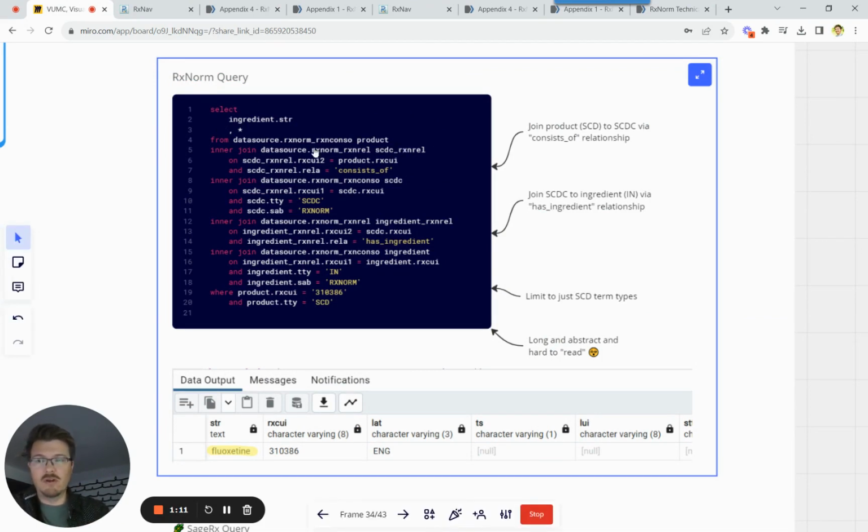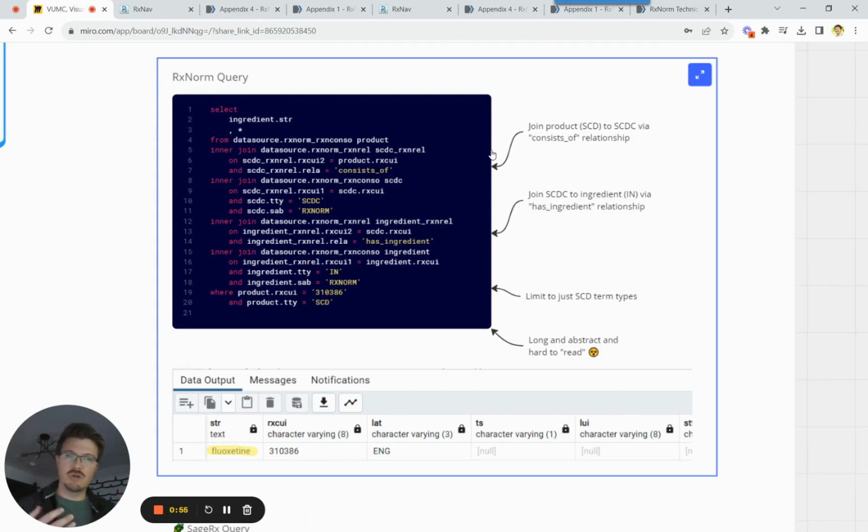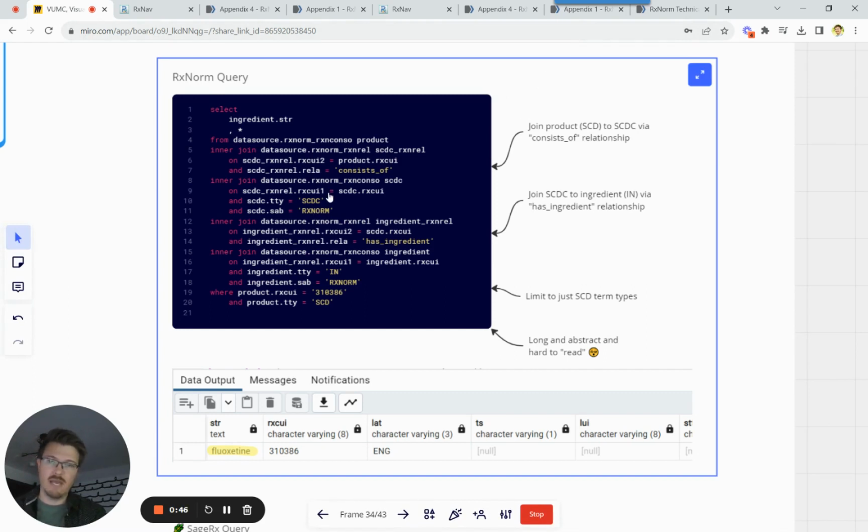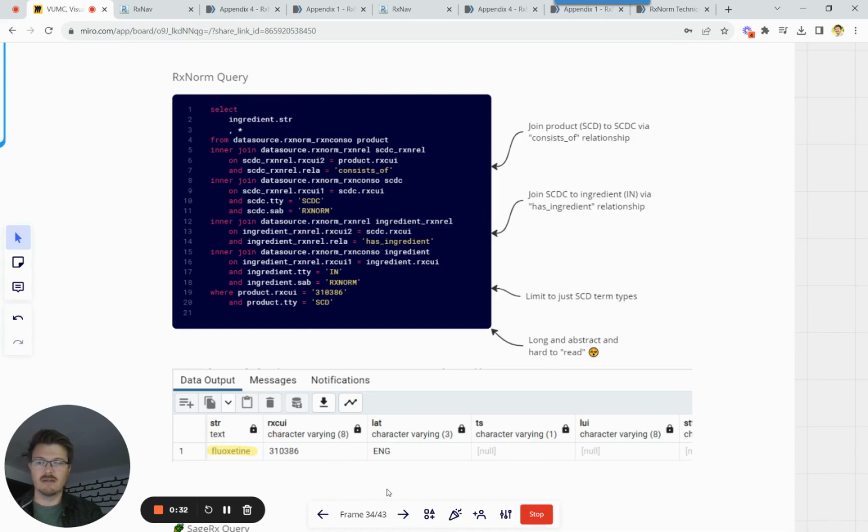So this query, you don't need to really read it in detail, but you start with the SCD that you're looking for, which is 310386, term type of SCD. And you have to navigate from there to SCDC, which is one of the steps, and then from there to an ingredient. There's lots of table joins that happen between those three tables multiple times to get from one place to another. And this is how most people work with RxNorm data, and how I have in the past as well. The main problem with this, in my opinion, is it's just long and abstract for anybody who's not familiar with these concepts, and it's hard to read and come back to later and understand what you were doing. But it works, and it gives you the answer of fluoxetine down here.